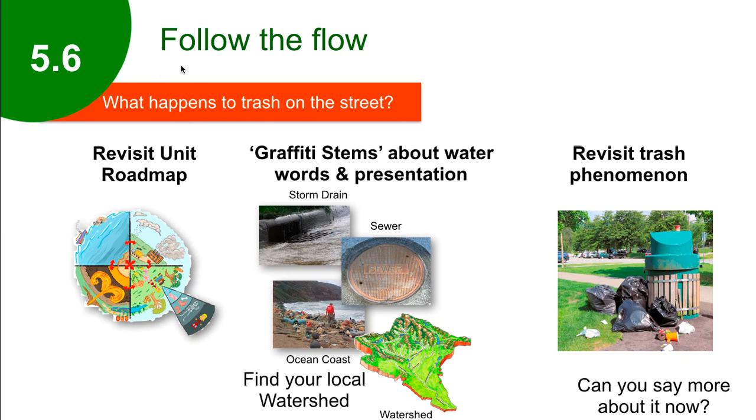Lesson 5.6 is really a transitional lesson. We're ready to follow the flow and figure out what happens to some of the trash that doesn't make it into the bin and ends up on the street. We'll revisit our unit roadmap, and then we'll do an activity called Graffiti STEM, where we'll look at some water and waste related words. We'll even find our local watershed on a map using an internet tool.